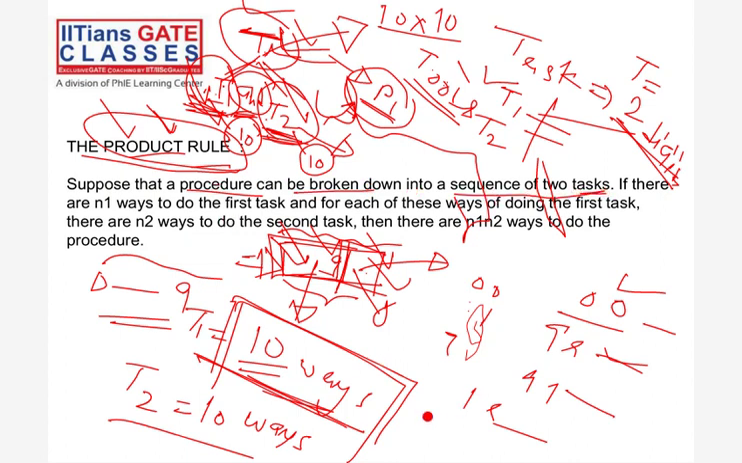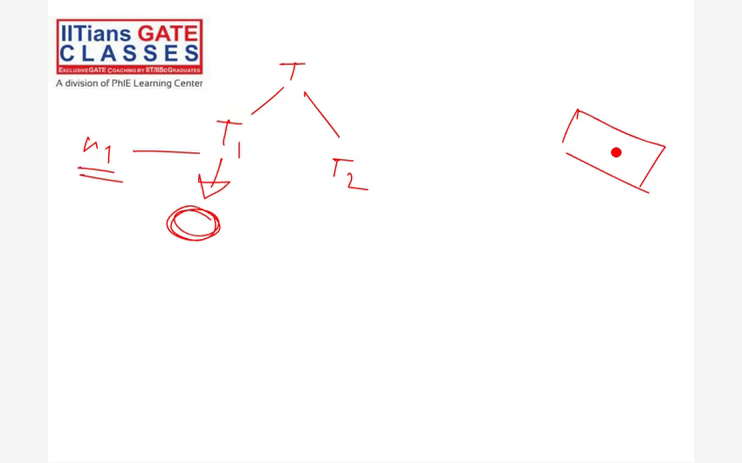And the thing is, let me just take one more slide. Let's assume that you have this task and you have divided this task into two tasks. Once you complete this task, let's assume that there are n1 ways to complete it, and you complete this task in some way. For example, you complete this task T1 by putting 9 here, right? Now once you put 9 here, then you can put any of 10 digits here.